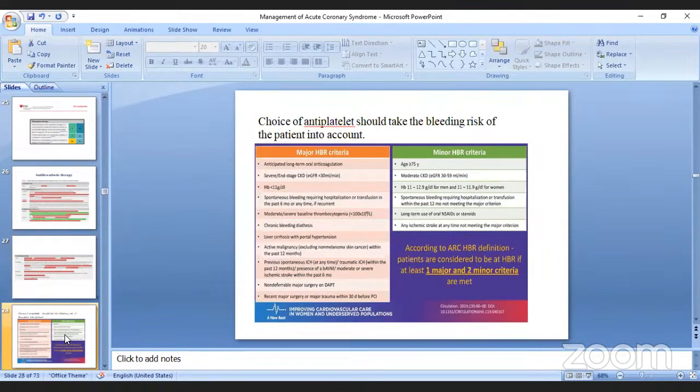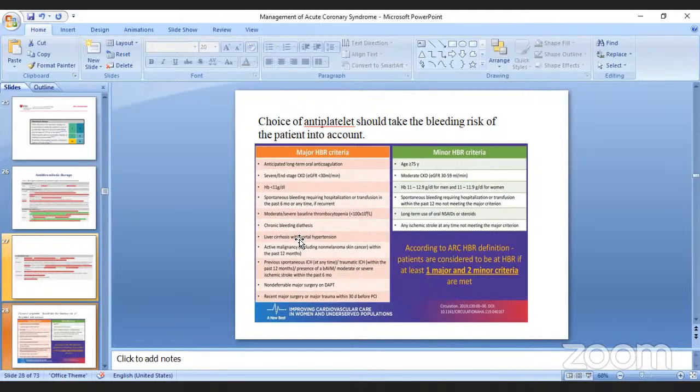So the choice of antiplatelet should take the bleeding risk of the patient into account. The ARC, that is Academic Research Consortium, made the ARC HBR criteria, that's major and minor HBR criteria. According to their definition, patients are considered to be at high bleeding risk if at least one major or two minor criteria are met. So these are all the major criteria, and this is the minor criteria.